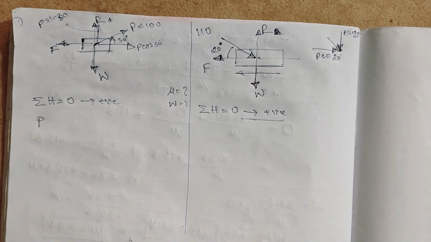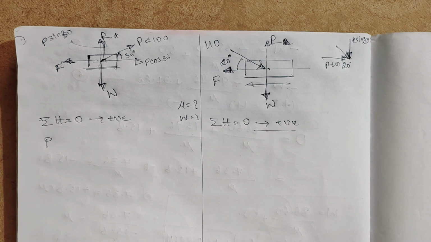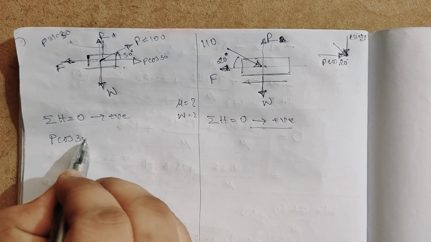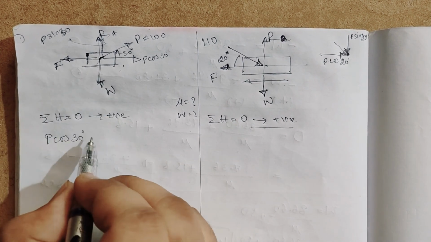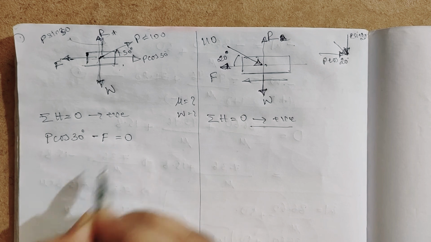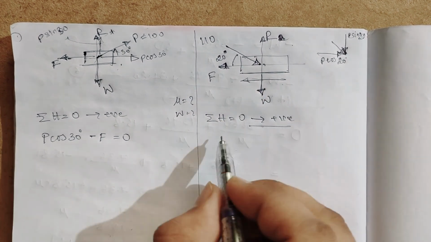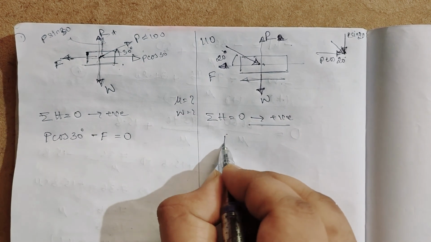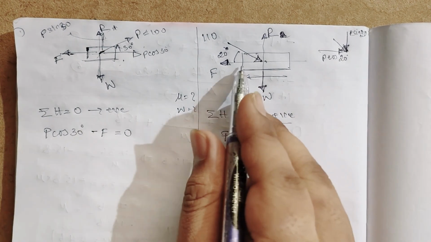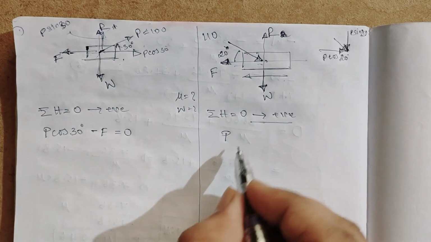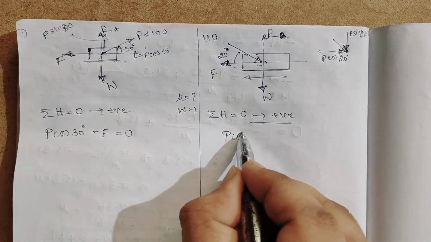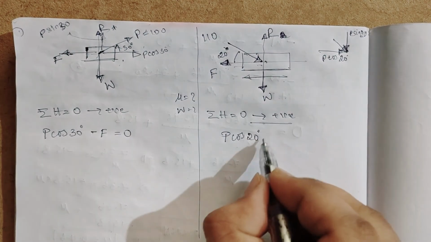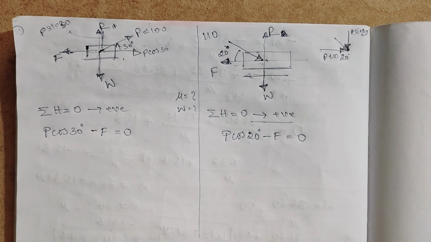Okay, the resolution of forces you know already. So now the horizontal force is P cos 30 degree, then minus F is equal to 0. Here P is different. So what are the horizontal components? P here left to right. Left to right is positive, what we have assumed, that is P cos 20 degree. And this F is in this direction, so minus F is equal to 0.